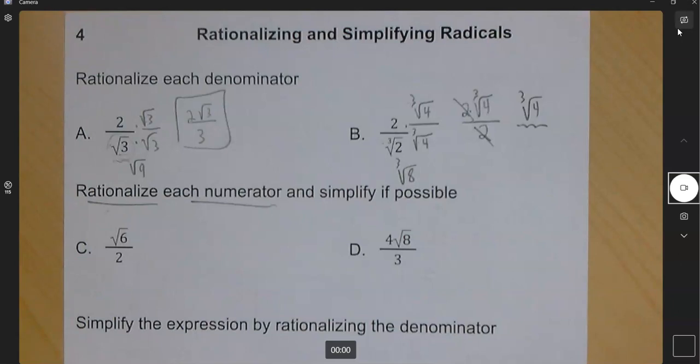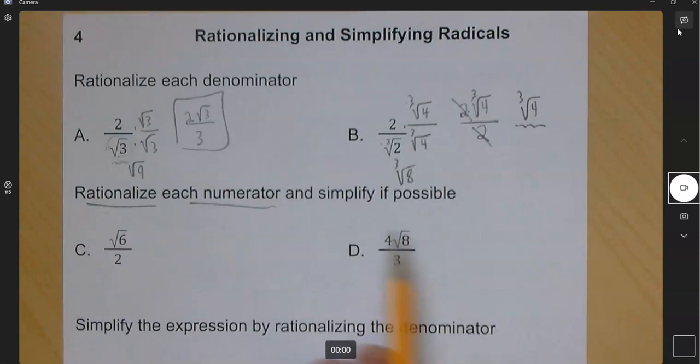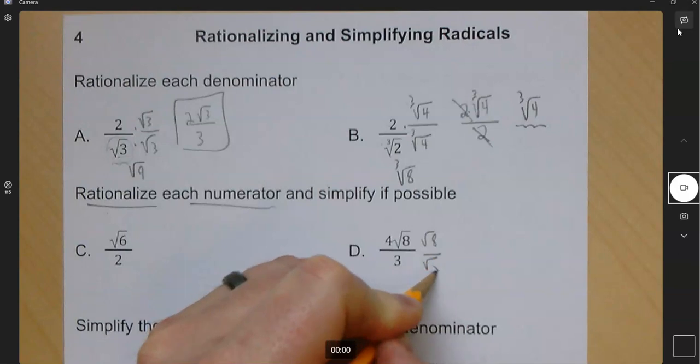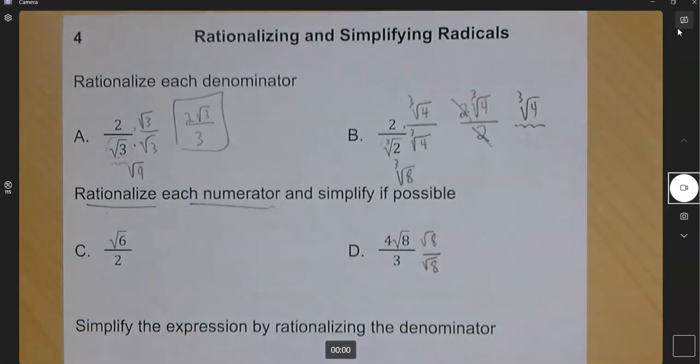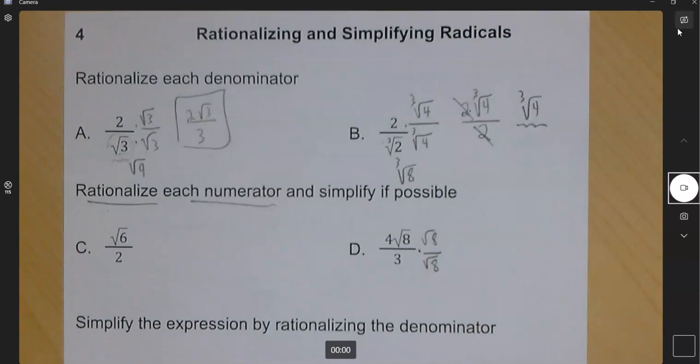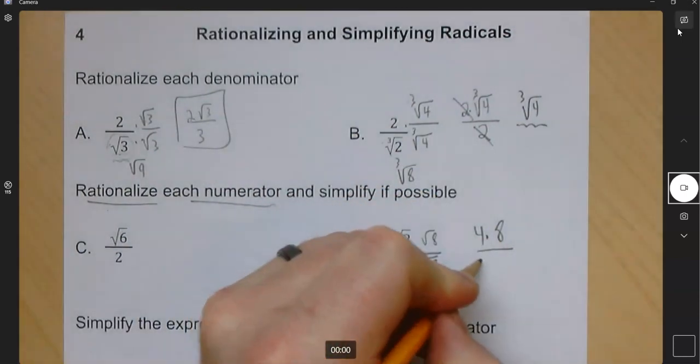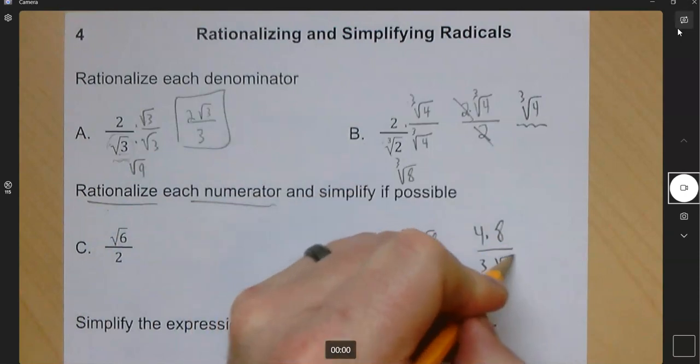So let's do letter D. I want to rationalize this numerator. So just as before, I'm going to multiply the top and bottom by just the radical part and say, okay, I have radical 8 times radical 8. That would be root 64, and the square root of 64 is just 8, so I'm going to have 4 times 8 on top. On bottom, I'm going to have 3 times the square root of 8.